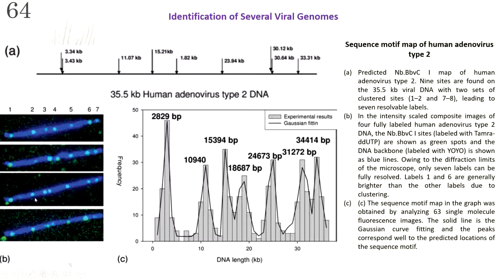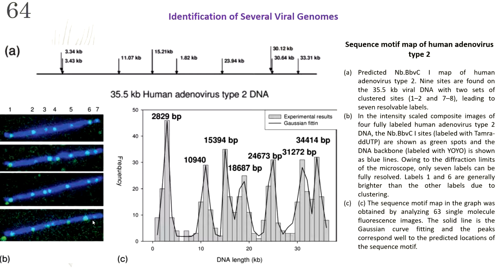If you look at figure B, this is a false color 2-channel composite image. It shows several fully stretched DNA molecules, and this blue color is due to the YOYO stain. You can see all 7 resolvable BbvCI sites, and these sites are labeled with TAMRA, which is usually a green color. You can see these dots, these are those 7 sites.